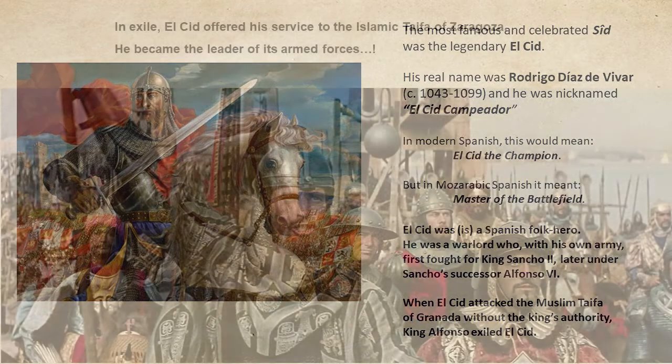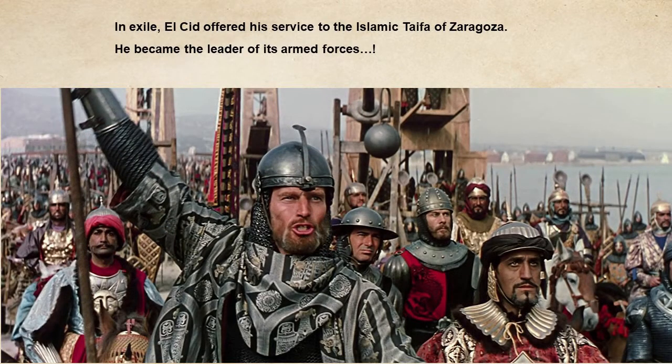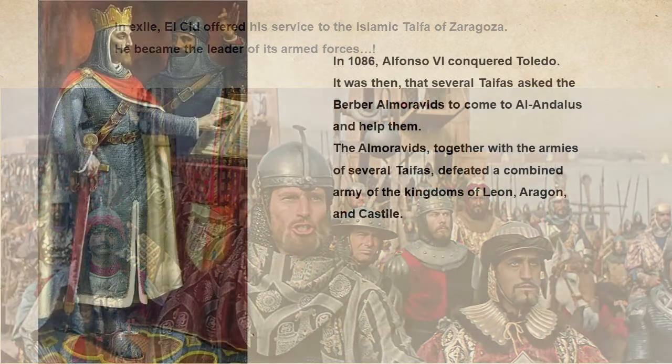Now, what does El Cid do? He offers his service to the Islamic Taifa of Zaragoza. He became the leader of its armed forces. So this is interesting: an Islamic Taifa with a Christian army leader. In those days, the Christians and Muslims and these alliances sometimes went back and forth. You could have a Muslim army team up with a Christian army to fight a rival, either Christian or Muslim. It was not as black and white as we might think it was. Okay, but that is quite something.